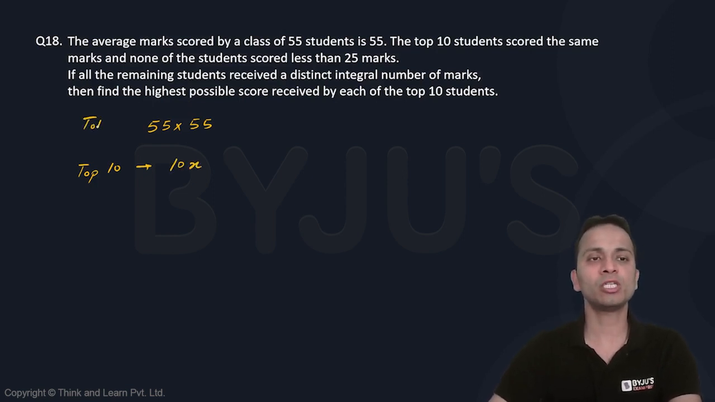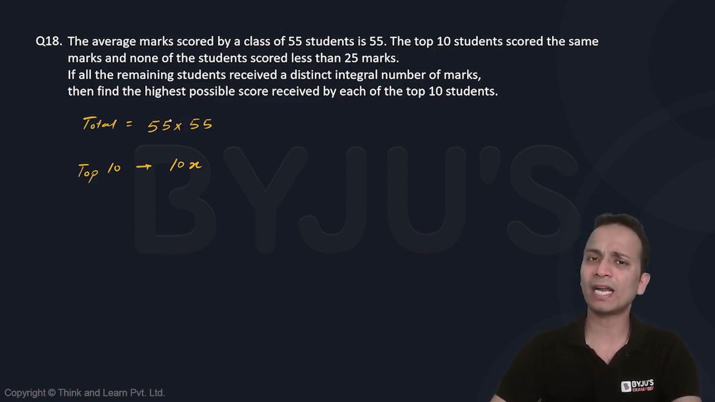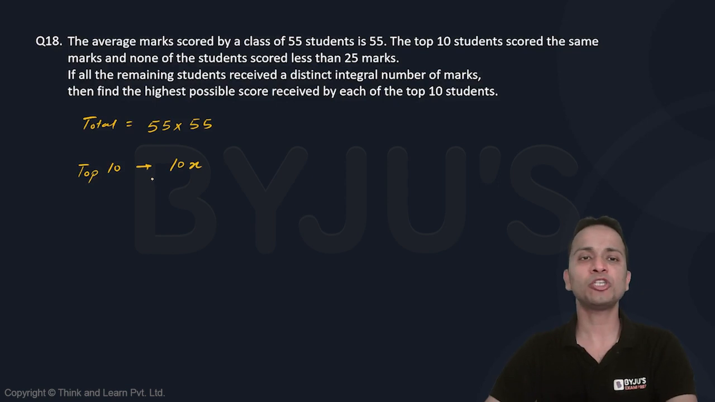So this is the total, that is 55 into 55. I'm not multiplying them, I do that later. Top 10 students, each of them scored X marks. So this sum will be equal to 10X. And then none of the students scored less than 25 marks. So I can say that the remaining students, they might be talking about the remaining 45 students. So none of the students scored less than 25 marks.